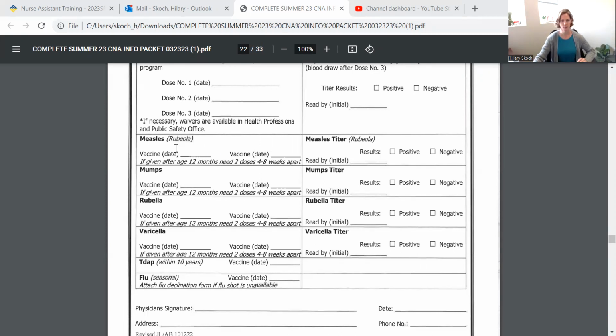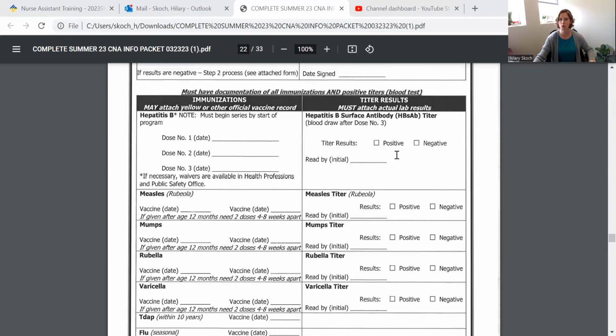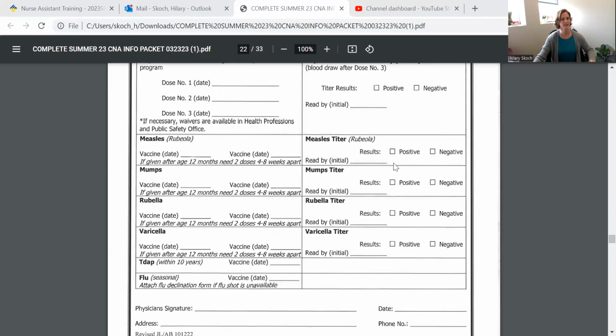We need all the documentation for this, so you can't just say positive, positive, positive. We need to have those documents from your healthcare provider. So the Health Professions Office will need this filled out, as well as attachments of all of the supporting evidence that these exist from your healthcare provider.